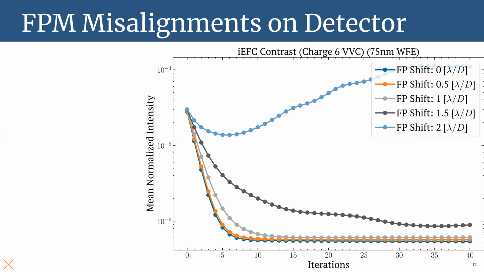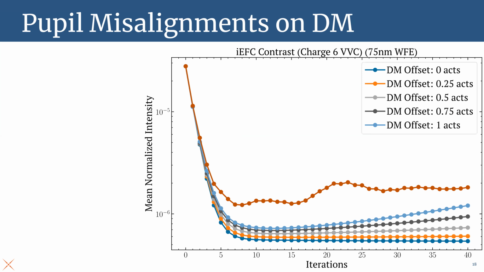As far as the end-to-end simulation results, I first examined focal plane misalignments on our detector. What we see in simulation is that iEFC is able to converge for these focal plane mask offsets within 1 lambda over D. That's encouraging because on MagAO-X, we are able to align the coronagraph within 1 lambda over D.